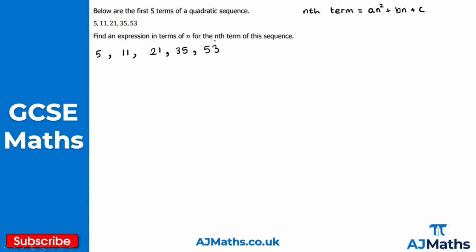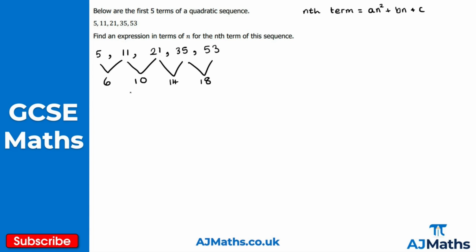So from 5 to 11, that's a difference of 6. From 11 to 21, that's a difference of 10. From 21 to 35, that's a difference of 14. And then from 35 to 53, that's a difference of 18. Okay? And remember, we don't finish there with the differences. What I need to do now is calculate the difference of the differences.